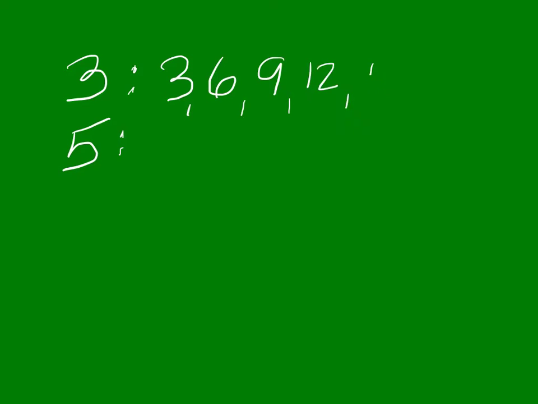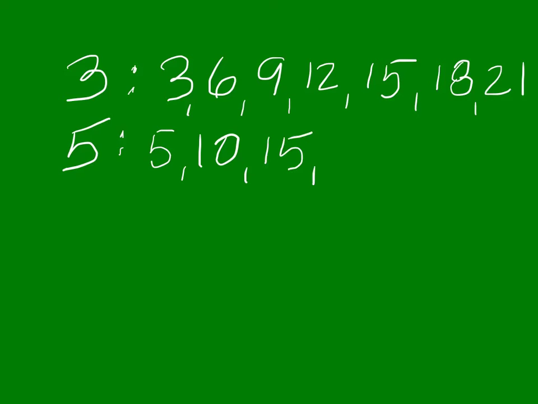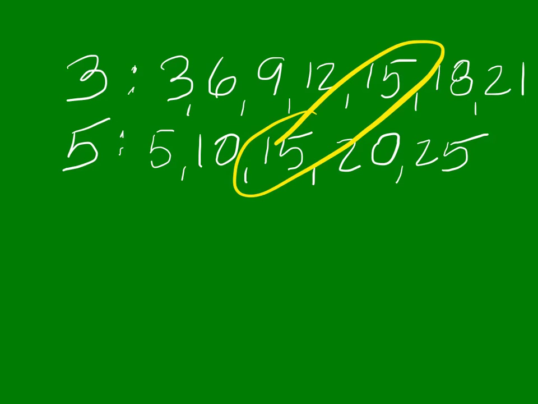This one is 3 and 5. The multiples of 3 are 3, 6, 9, 12, 15, 18, 21, and so on. For 5, it's once again 5, 10, 15, 20, 25, and so on. What's the lowest number they both have in common? 15. That's how you find a common denominator when you have fractions.